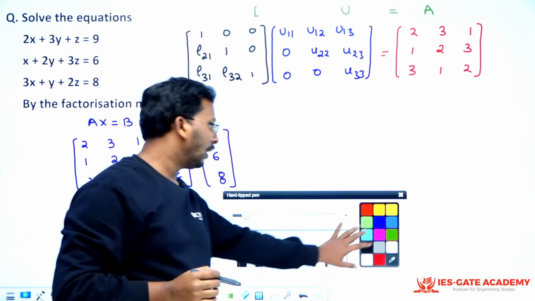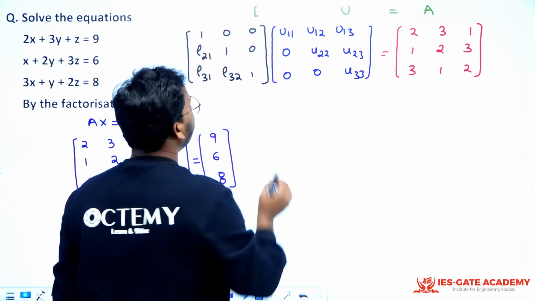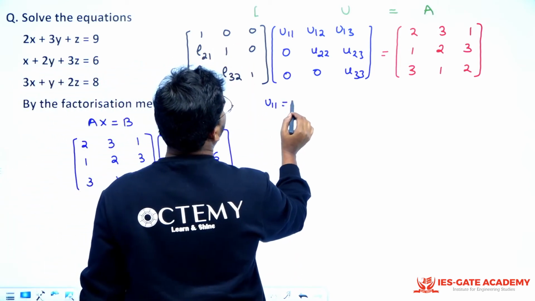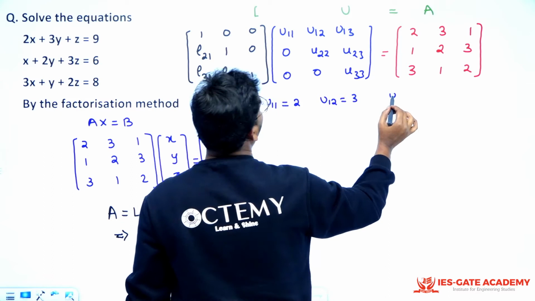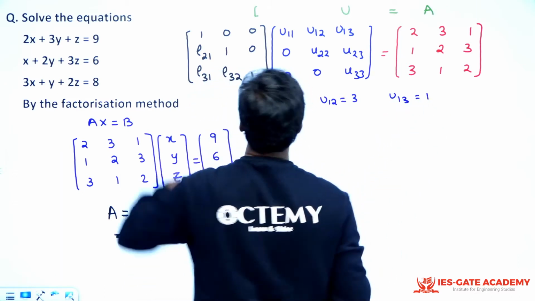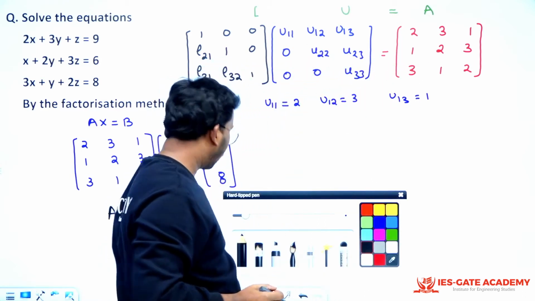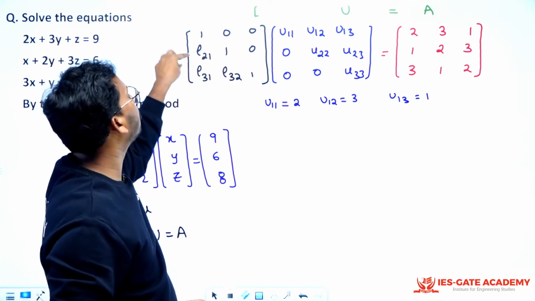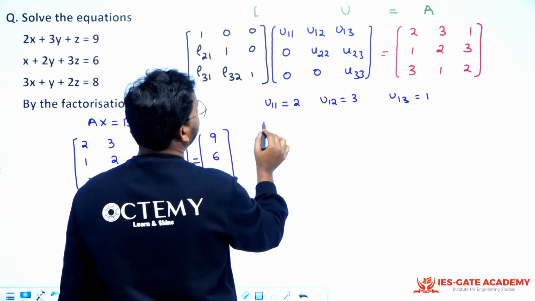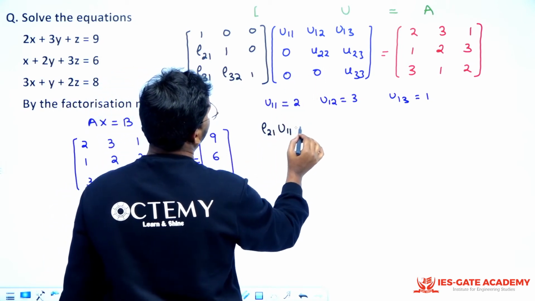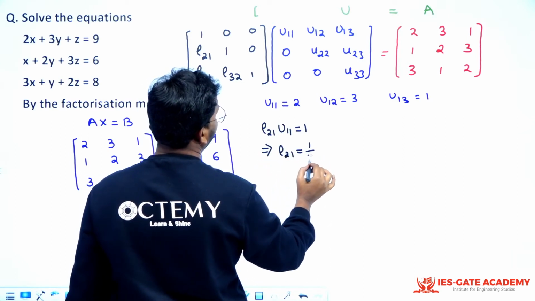Now let us try to multiply and get all the elements. The first row gives U11 equal to 2, U12 equal to 3, U13 equal to 1. We equate each product. Let us look at the next elements. L21 U11 is equal to 1, which implies L21 is 1 by 2.